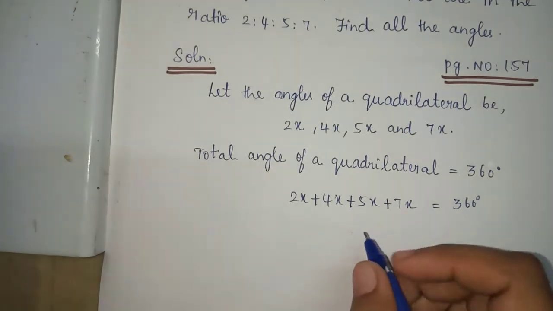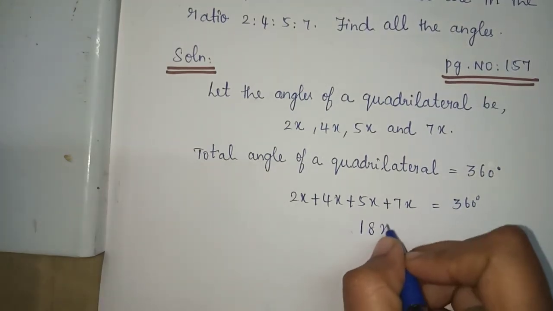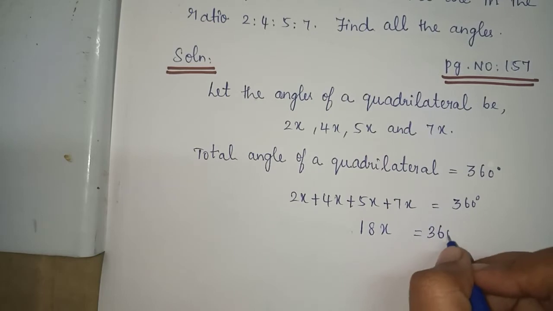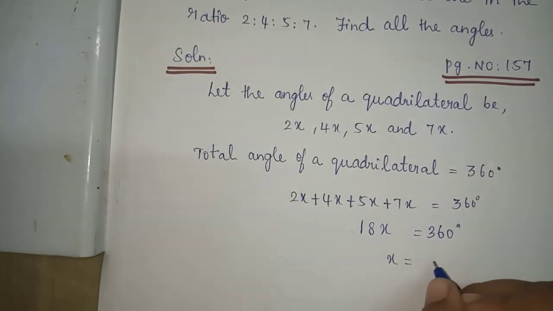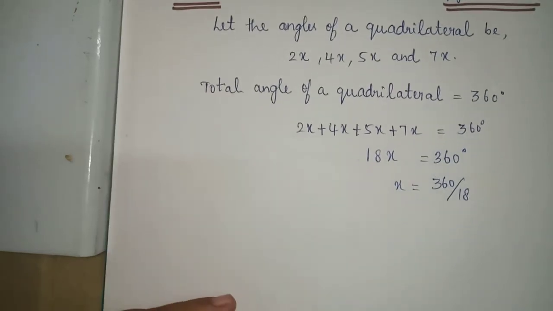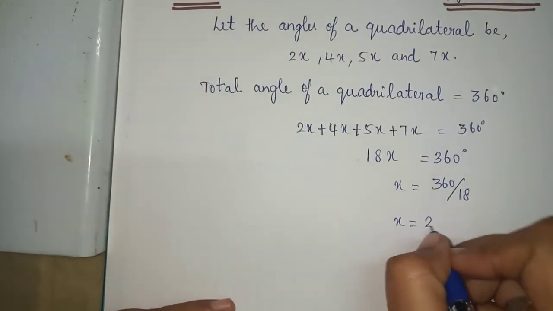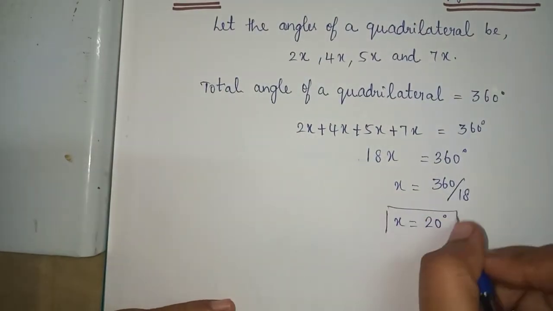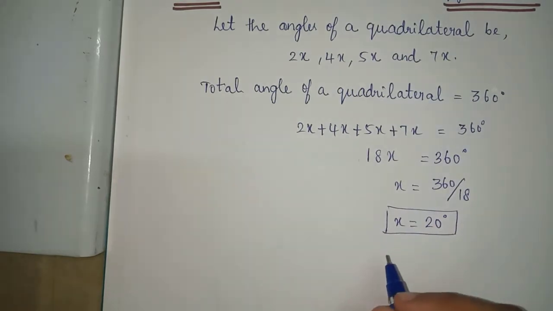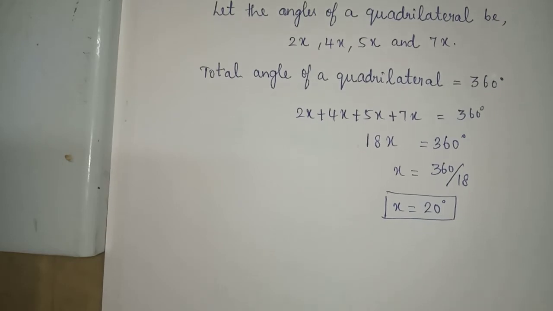If you add all this, you get 18x is equal to 360 degree. So x is equal to 360 by 18. So the value of x is equal to 20 degree. Now we find the angles of the quadrilateral.